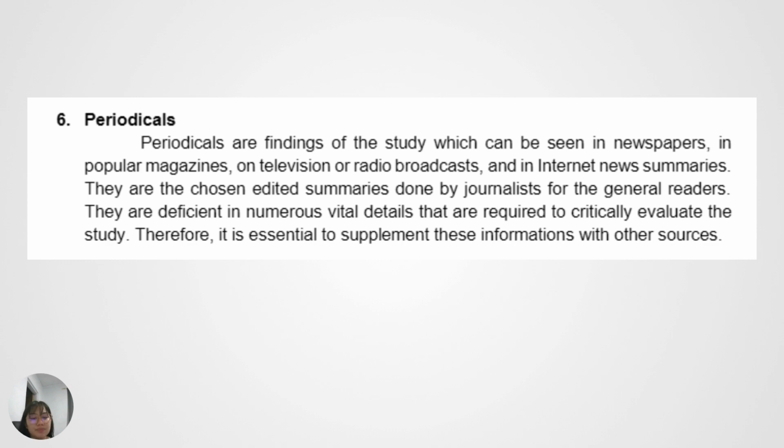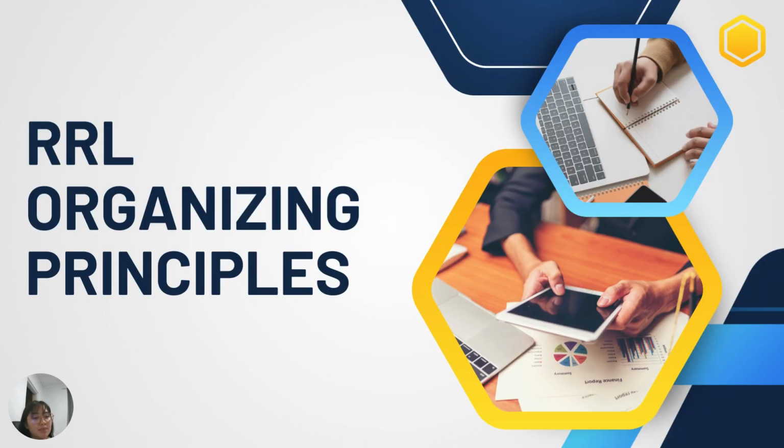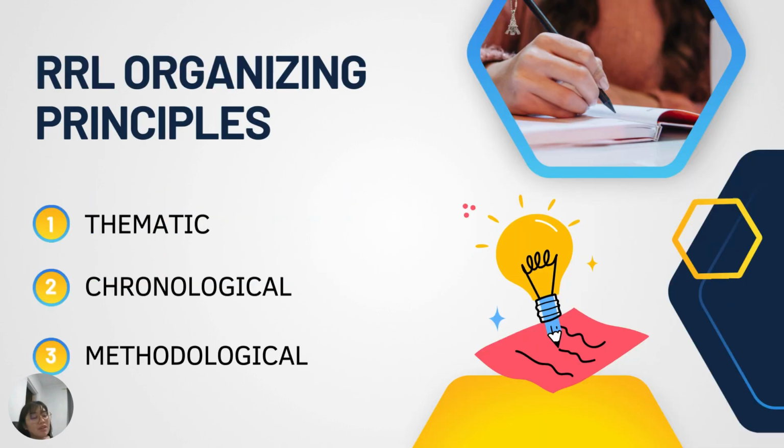Okay? Now, let's go to the organizing principles of the RRL. We have three organizing principles: thematic, chronological, or methodological. Those are the types. This is how we organize our RRL. So we have three, and we just choose one.